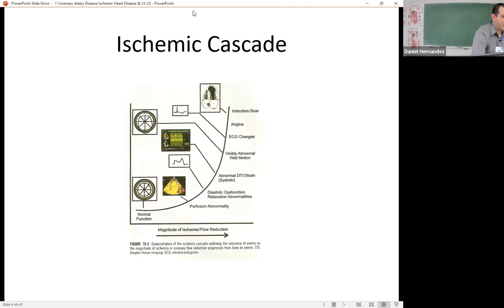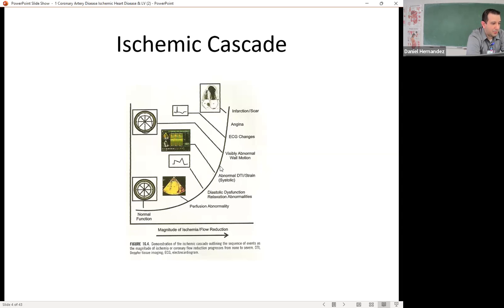So long before a patient actually exhibits any symptoms, there are perfusion abnormalities that will exist. So we have normal cardiac function. As the ischemia, or the narrowing of that blood vessel, occurs, we develop changes prior to the patient actually developing any sort of physical symptoms, before they develop that chest pain or any EKG changes.